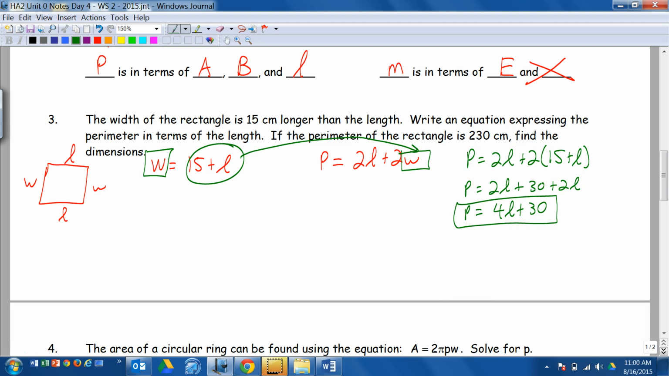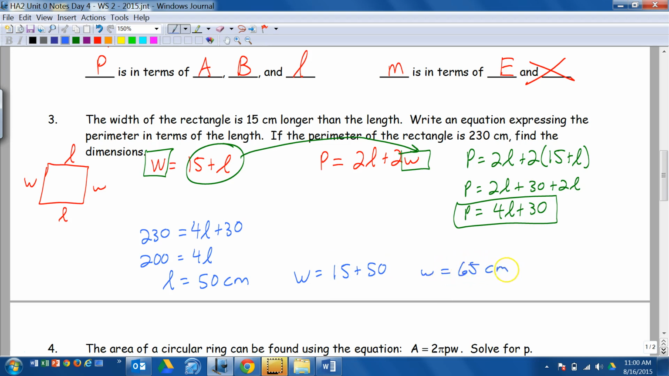Then it says if the perimeter is 230 centimeters, find the dimensions. So now I'm going to take my equation, and for P, I'm going to say I have 230 centimeters, and then just write my equation. So I have 200 is equal to 4 times the length, which means that the length is equal to 50 centimeters. And now we go back to this equation for width. Width is equal to 15 plus the length. So the width of this rectangle is equal to 65 centimeters.